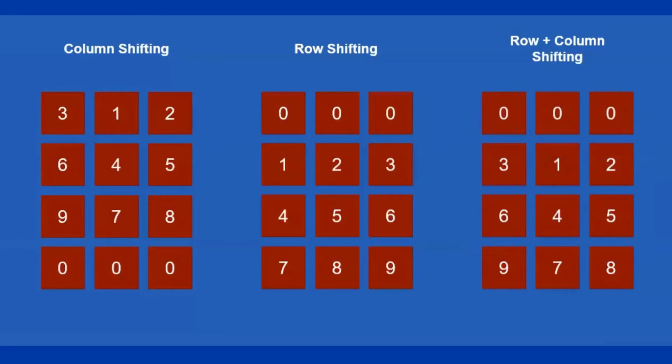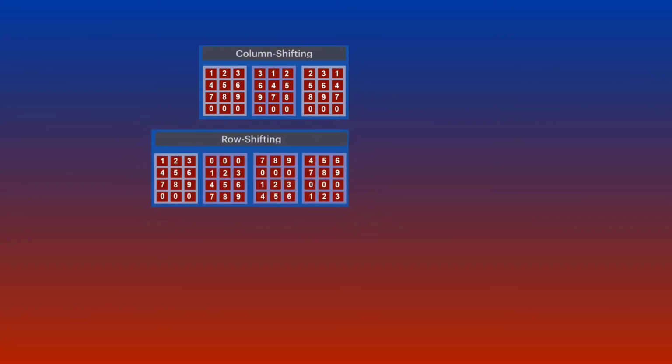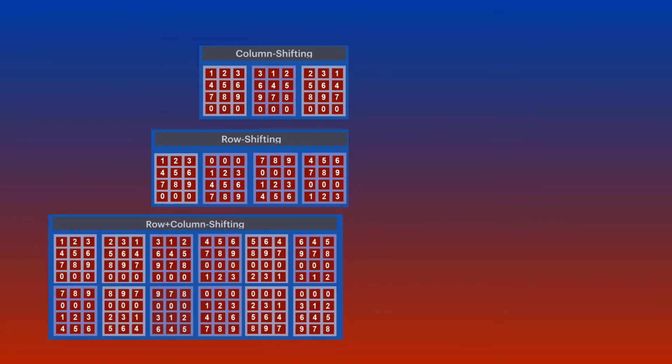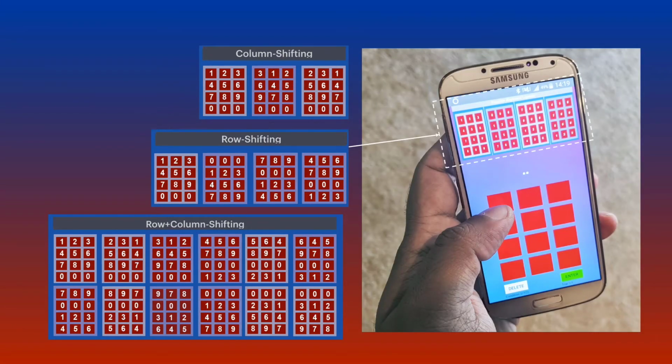With this method, column shifting provides 3 possible keyboard layouts, row shifting provides 4 possible keyboard layouts, and row-column shifting provides 12 possible layouts as depicted in the video. In the authentication interface, the user is shown these possible keyboard layouts based on the shifting method.